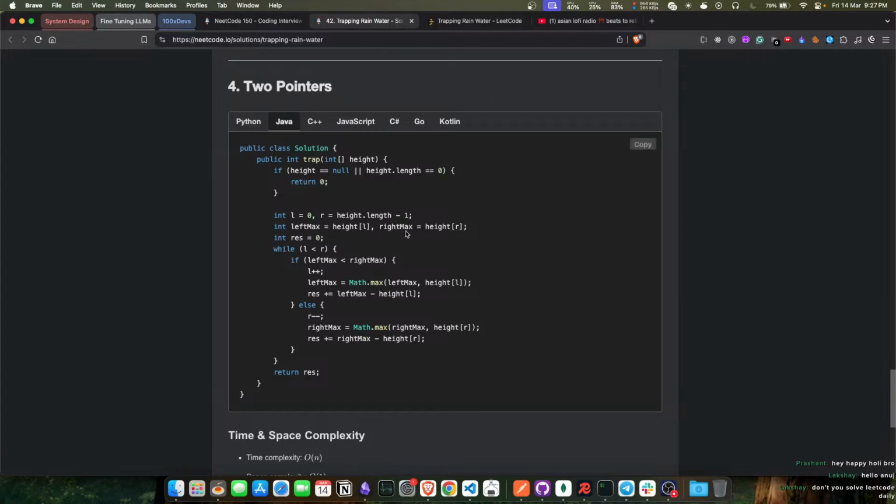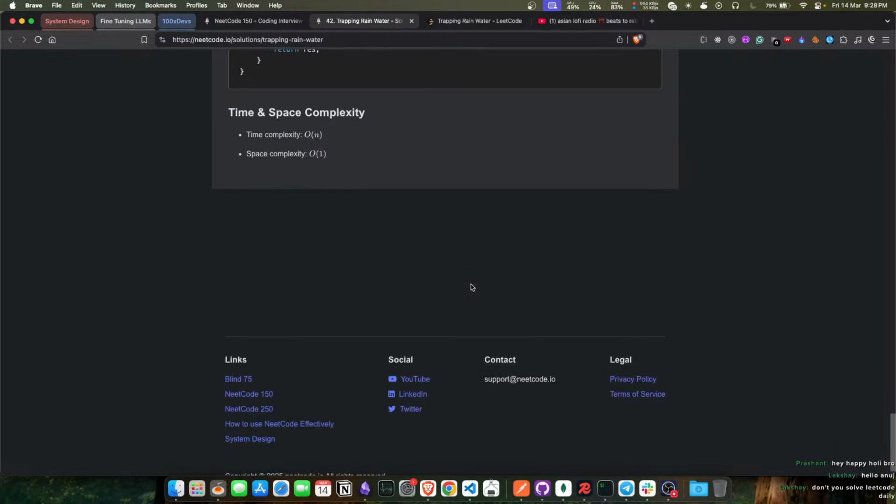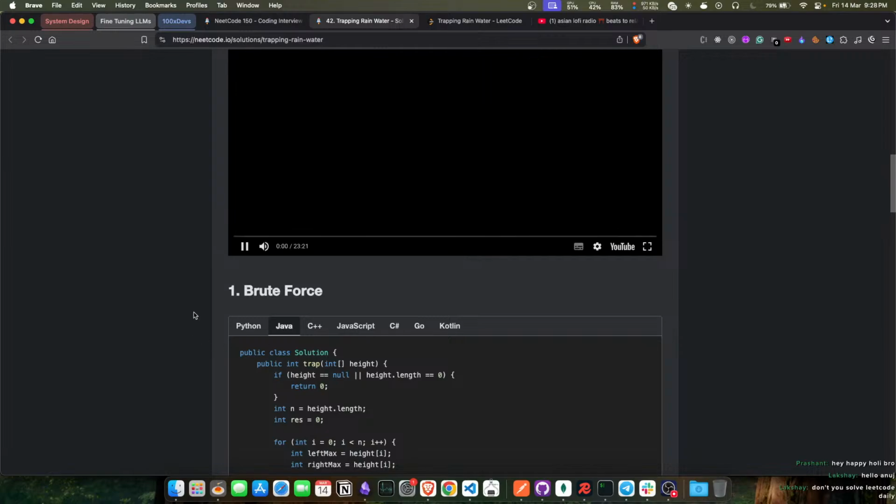What's happening over here is you get this, and left max is this. All right. And the right max is this. Okay. And if left max is less than right max, you do this. Otherwise, you do this. All right. Makes sense. Actually, it makes sense. Let's see the video once.